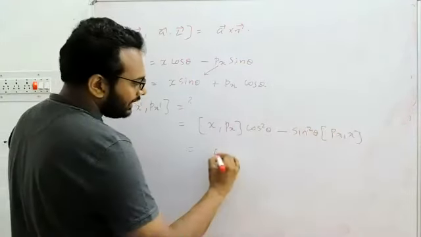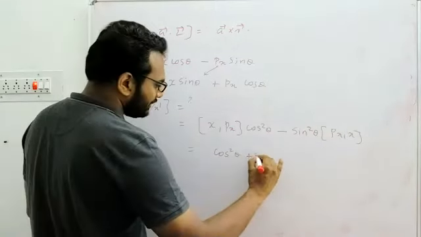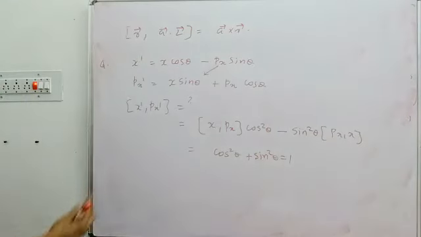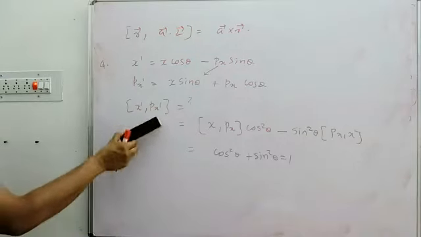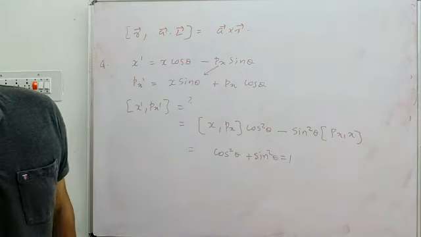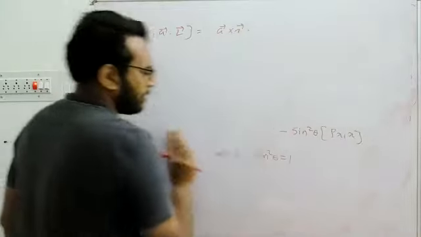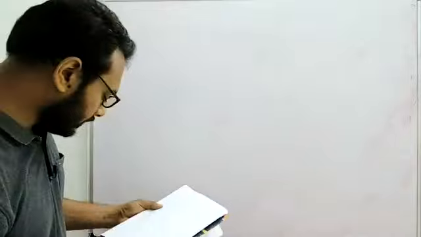x with px is 1. So this is cos square theta. px with x is minus 1. So plus sine square theta. And the answer is 1. Okay. So x prime and px prime are also good candidates for coordinate and momenta because they obey the fundamental Poisson bracket relation. Okay. So in your notes, I'll put in a couple of more problems of the same form.